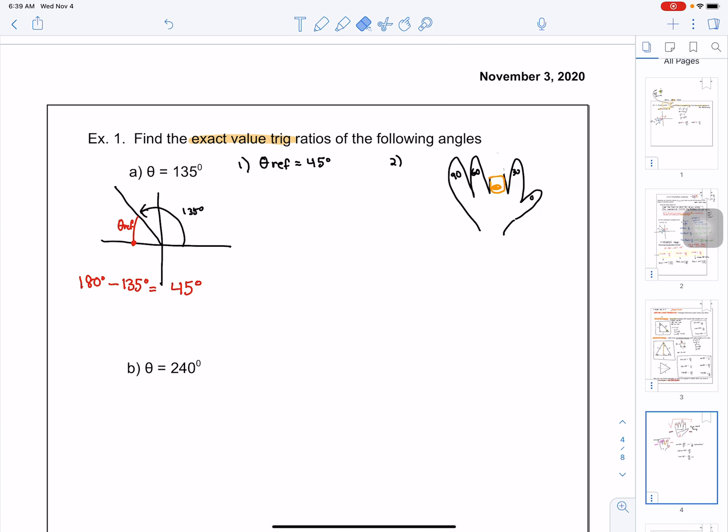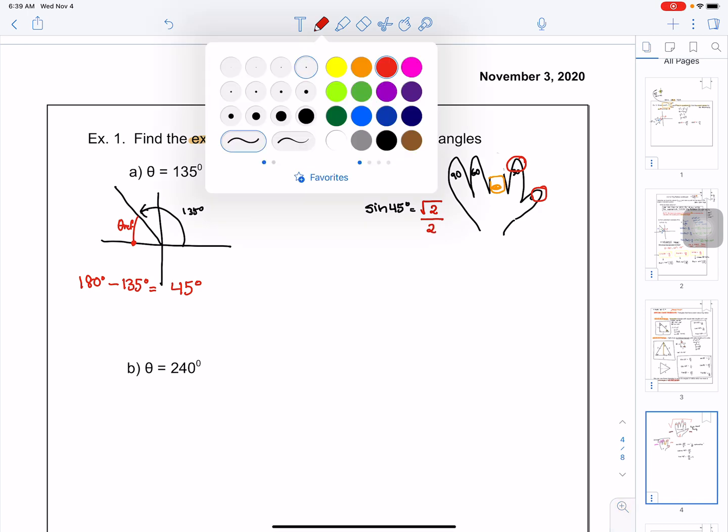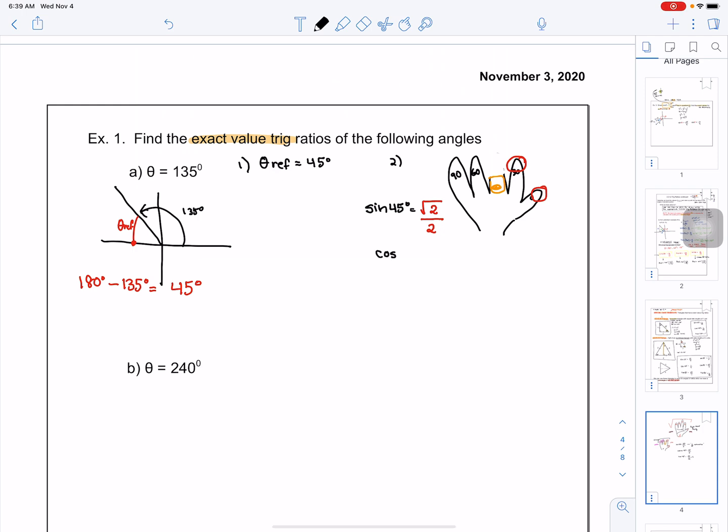So it says to find the exact values of the trig ratios. So we need the sine, the cosine, and the tan. So my sine of 45 would be, I look at the fingers on the sine side. So there's 2 fingers. So I put a 2, but an imaginary square root. And then there's a 2 on my palm, which I would write as root 2 over 2.